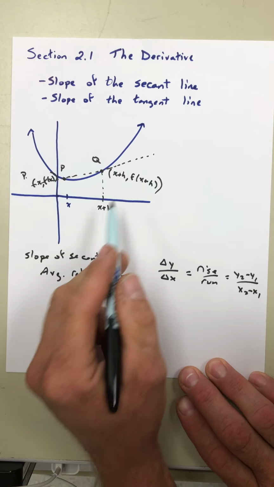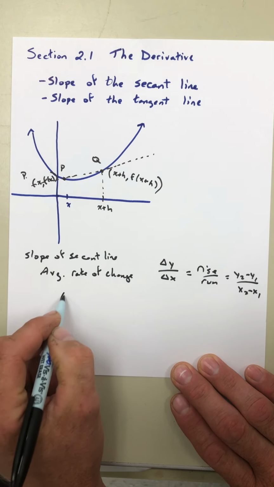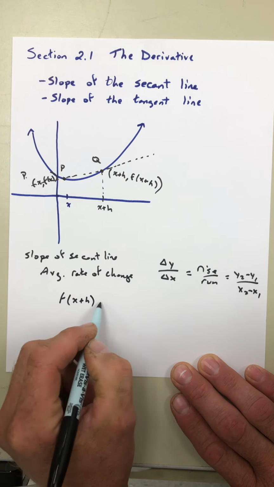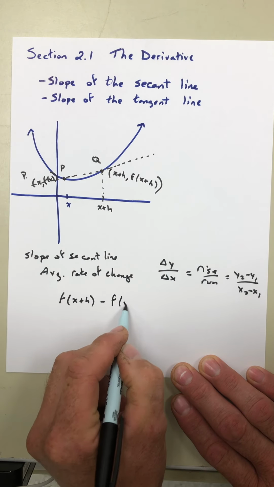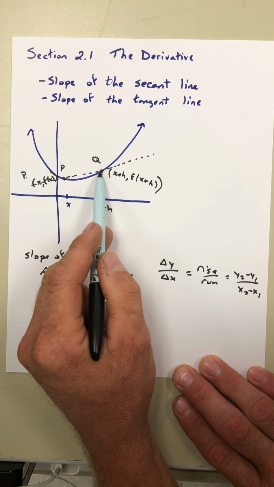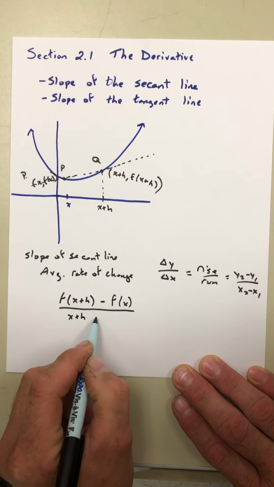So I have these 2 points. I'm going to go ahead and find the slope between these 2 points. So I take my y2, my second y value, which is the f of x plus h. From that I'm going to subtract my first y value, which is f of x. I'm going to divide that by the x plus h, or the x value of my second point, minus the x value of my first point. Cleaning this up, we have f of x plus h minus f of x all over h.